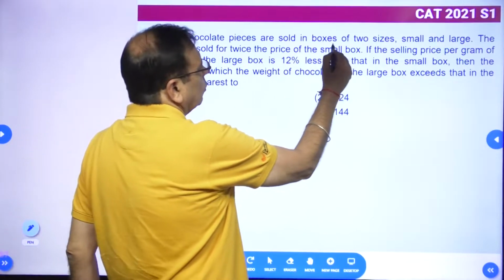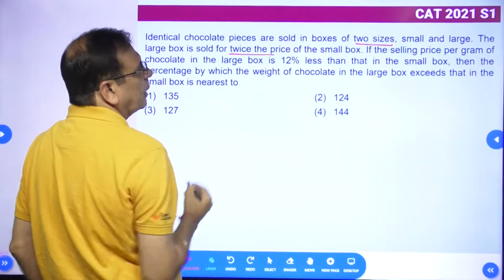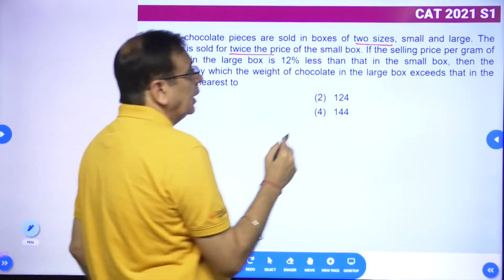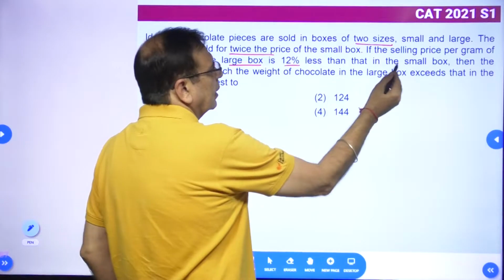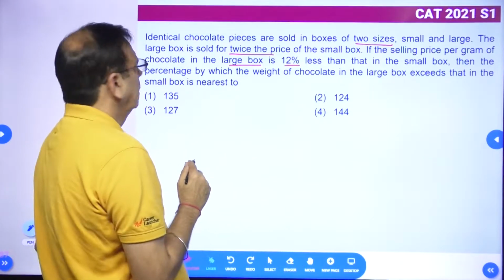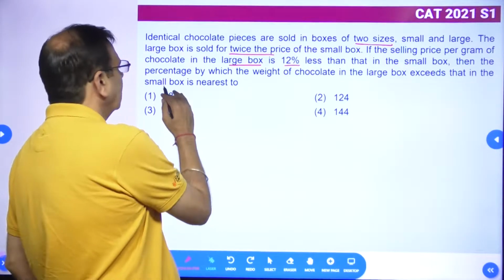Identical chocolate pieces are sold in boxes of two sizes, small and large. The large box is sold for twice the price of the small box. The selling price per gram of chocolate in the large box is 12% less than the small box. Then the percentage by which the weight of chocolate in the large box exceeds the small box is nearest to.